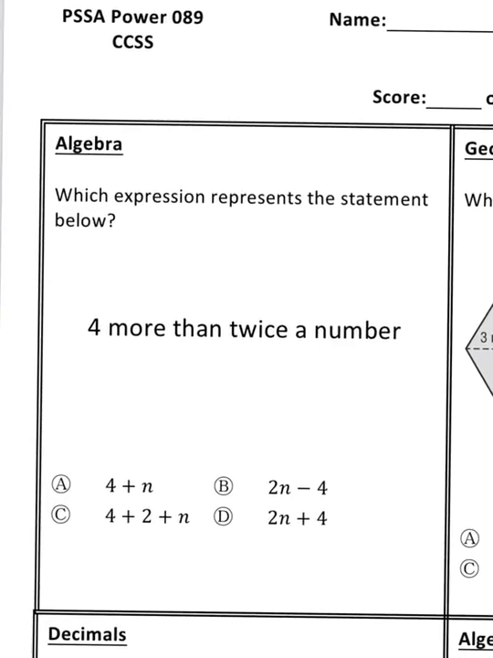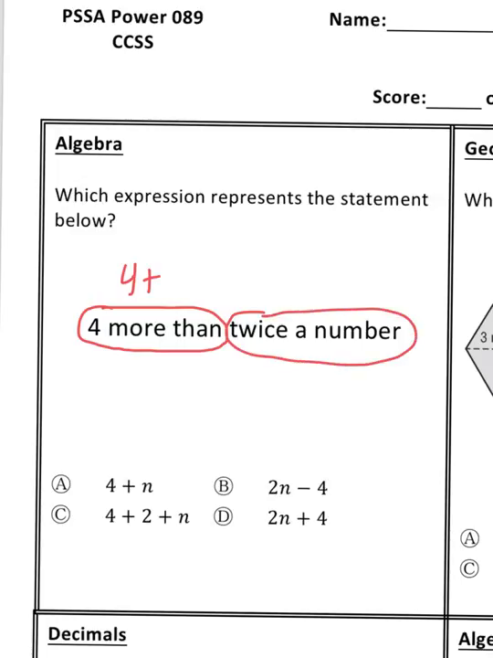Which expression represents the statement below? 4 more than twice a number. So I have 4 more than. I know that's going to be 4 plus twice a number. Now, if a number is n, twice a number means 2 times n. So it should be 4 plus 2 times n, or it could be 2 times n plus 4 because of the commutative property. So that one is D. Remember, split these into 2 parts to help you, and draw a bar diagram if need be.